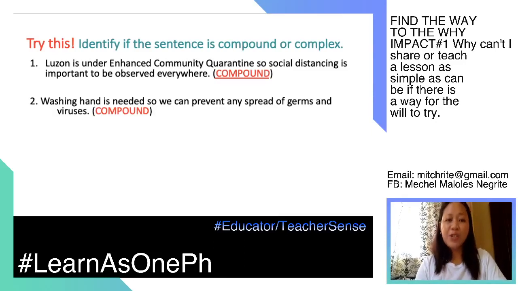So, why? Washing hand is needed. So, that is independent clause. So, that is our coordinating conjunction. We can prevent any spread of germs and viruses.